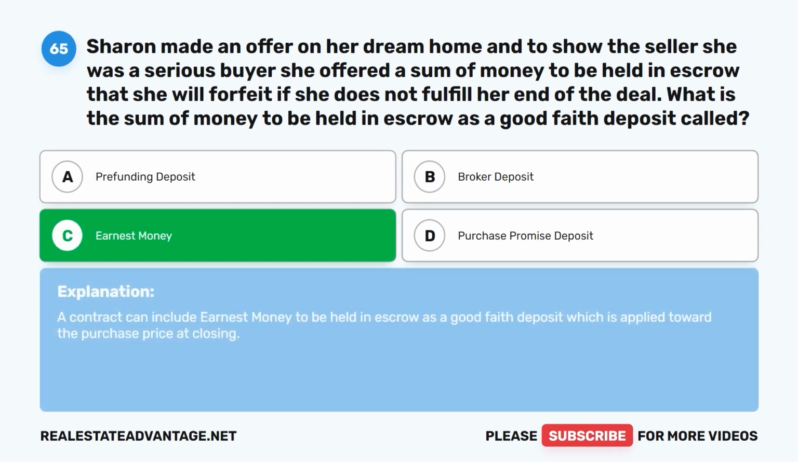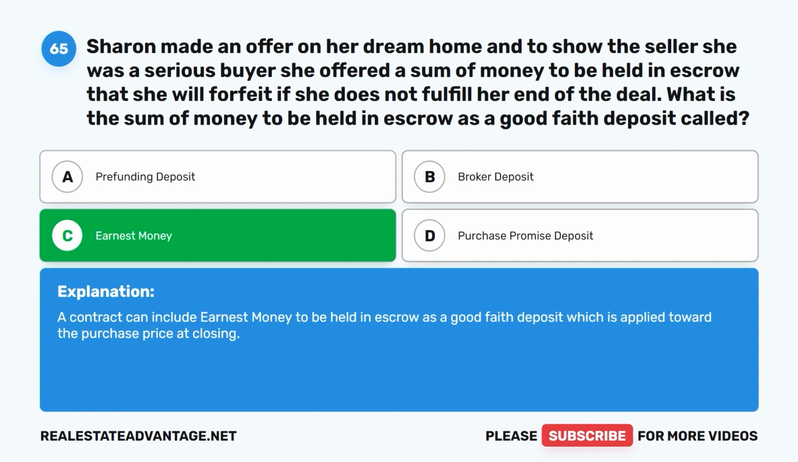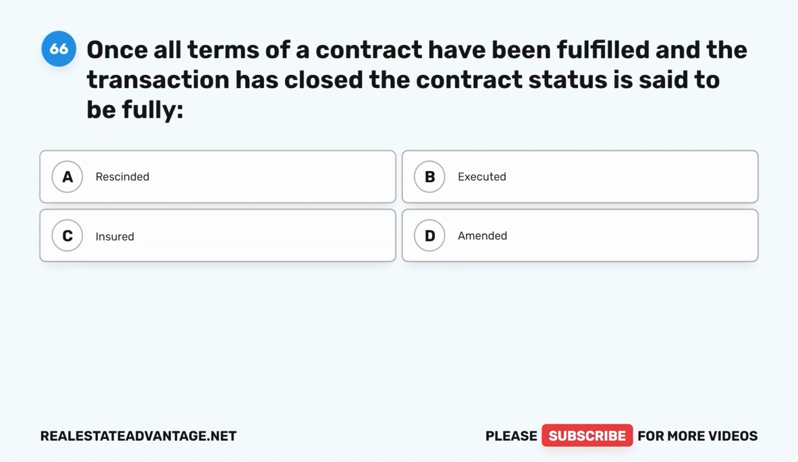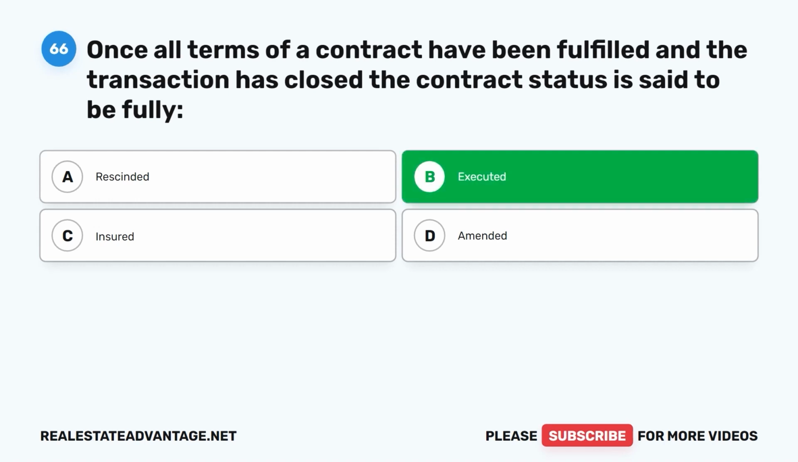Earnest money. A contract can include earnest money to be held in escrow as a good faith deposit, which is applied toward the purchase price at closing. Question 66. Once all terms of a contract have been fulfilled and the transaction has closed, the contract status is said to be fully A. Rescinded, B. Executed, C. Insured, D. Amended. The correct answer is B.